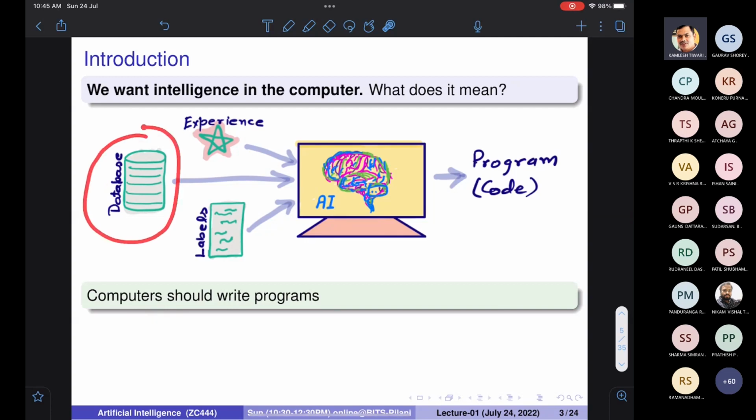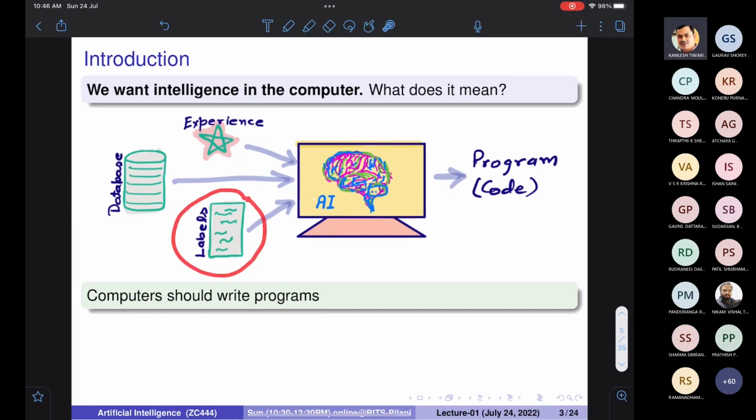They have some databases of what the previous programs are and how they are working, because a programmer also does the same way. He writes some program, he sees what the output is, and based on that database he understands what the program, input and output are. And he uses his experience, that he has learned that if I write the program in this way, it is better, and in this way, it is not better.